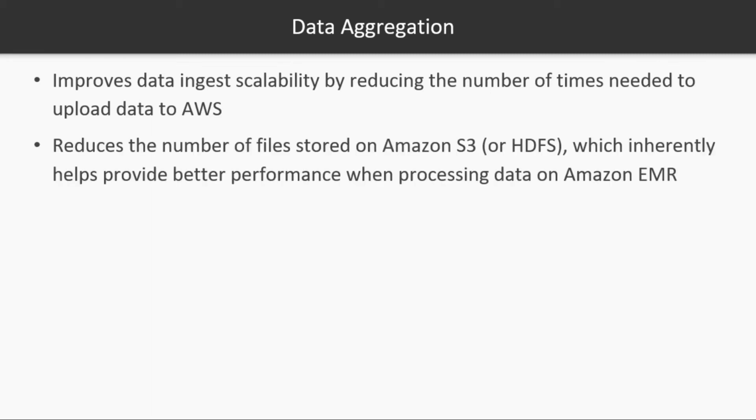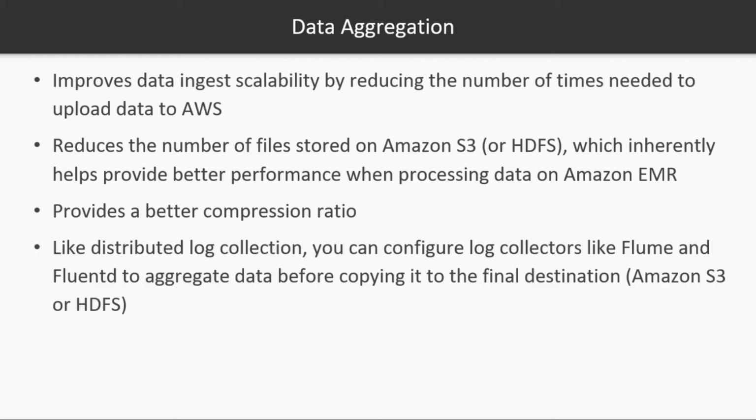It reduces the number of files stored on Amazon S3, which inherently helps provide better performance when processing data on Amazon EMR. Hadoop, on which Amazon EMR runs, generally performs better with fewer large files compared to many small files. It also provides a better compression ratio. Compressing large, highly compressible files is often more effective than compressing a larger number of smaller files.